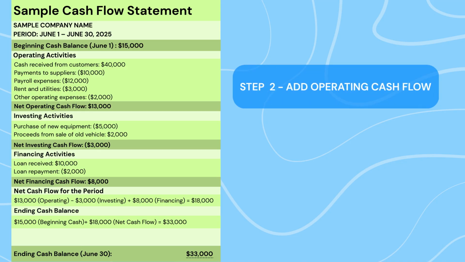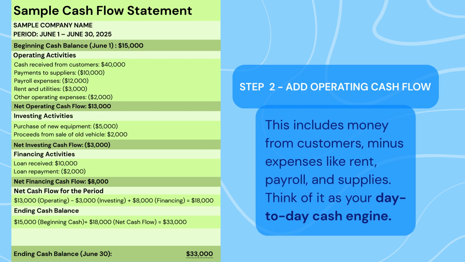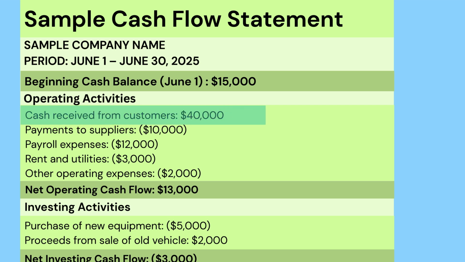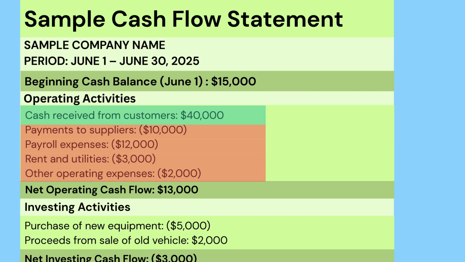Step 2. Add operating cash flow. This includes money from customers, minus expenses like rent, payroll, and supplies. Think of it as your day-to-day cash engine. We see in the sample statement, $40,000 comes in, and $10,000, $12,000, $3,000, and $2,000 go out.